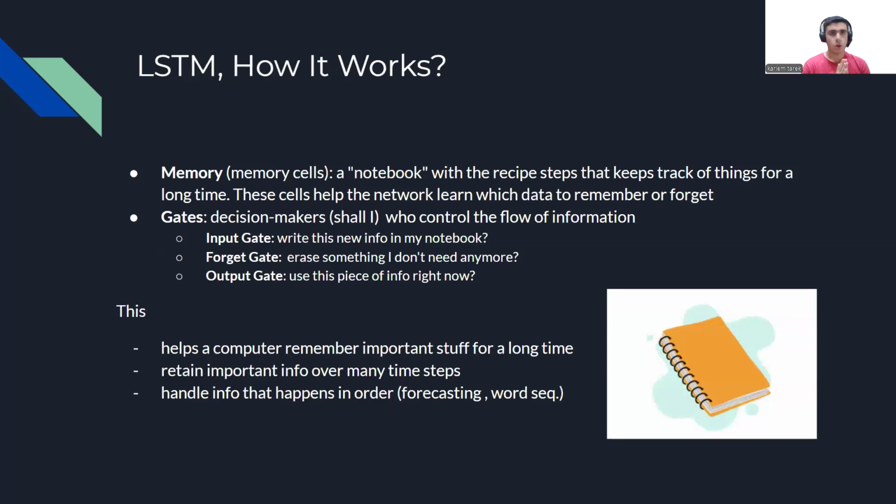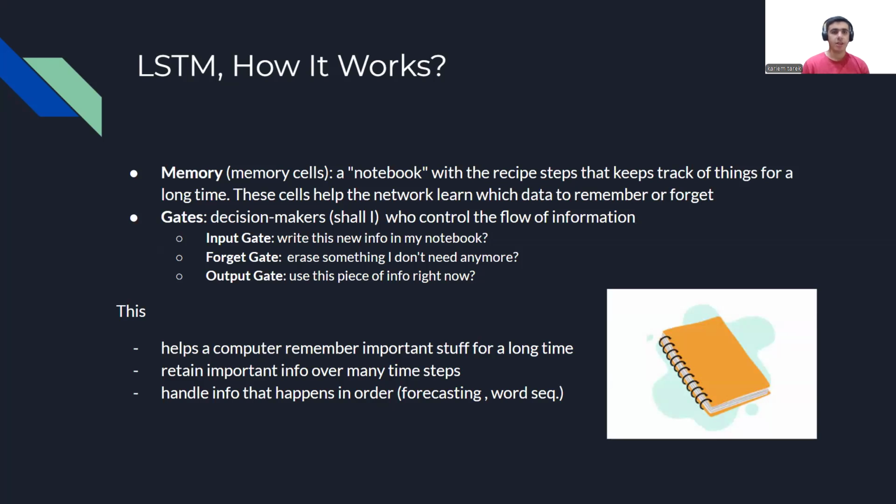How does it work? Long short-term memory has a notebook with the recipe steps that keep track of things for a long time. These are called memory cells that help the network learn which data to remember or forget. It also has gates that act as decision makers, which control the flow of information.